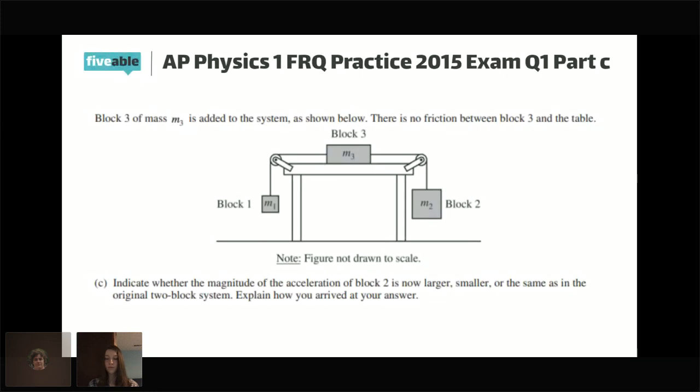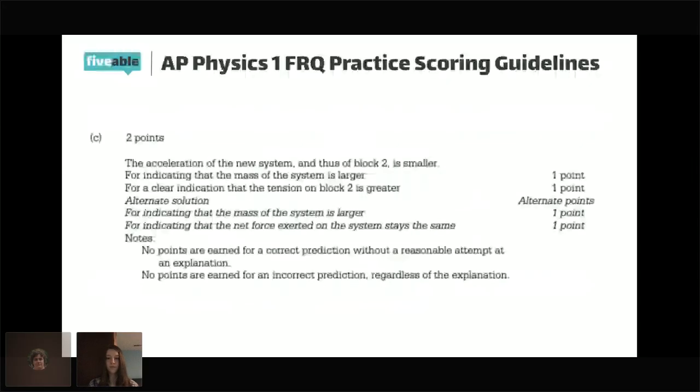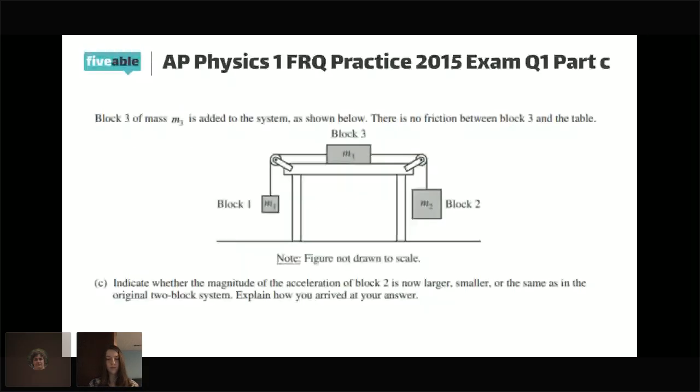Yeah, actually, we can go over that towards the end. I'm going to use a whiteboard for that, but it's not in the slides. So it says the acceleration of the new system, and thus block 2, is smaller. The reason they say is because the mass of the system goes up, so the acceleration of the system must go down, which I think is pretty intuitive by F equals ma.